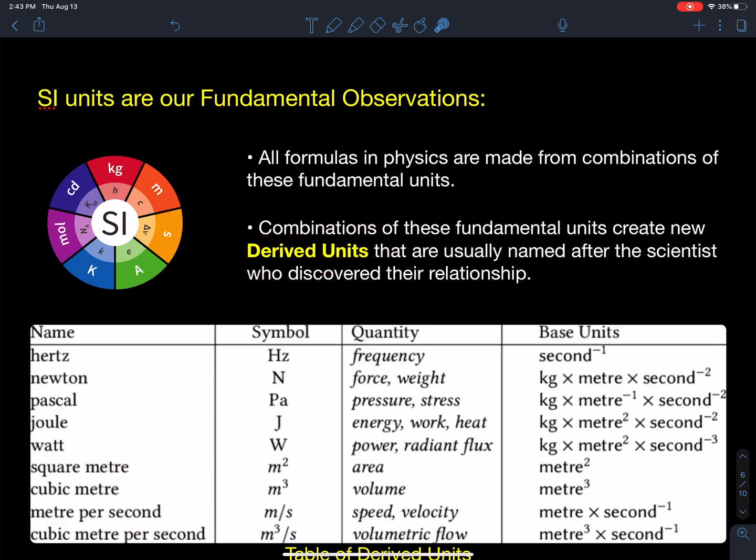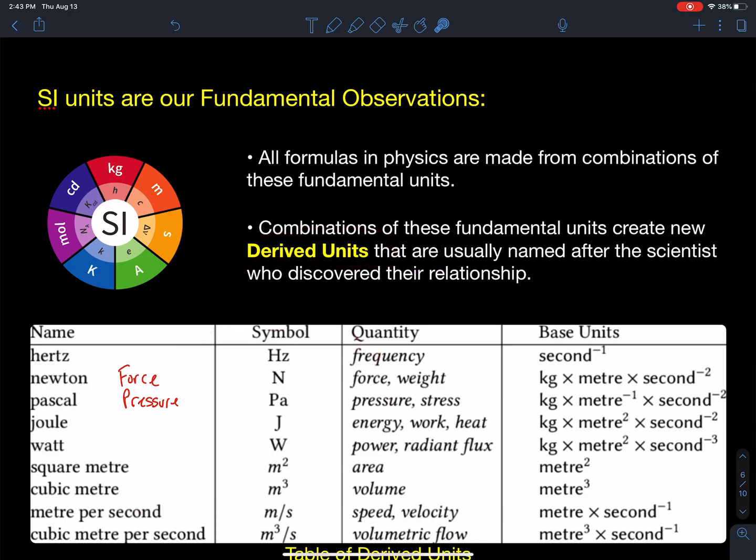So the combinations of these units create derived units, and the relationships between them are new units that are usually named after the person who discovered it. Like Newton is for, I'm just going to change the color here, for force. Pascal is for pressure. Hertz is for frequency. Why am I writing this down when it's written over here? Joule is energy. Work, not really. Yeah, energy and work, yeah. Heat, that's definitely. And watt is the rate at which we use energy, joules per second. So those are all derived units.